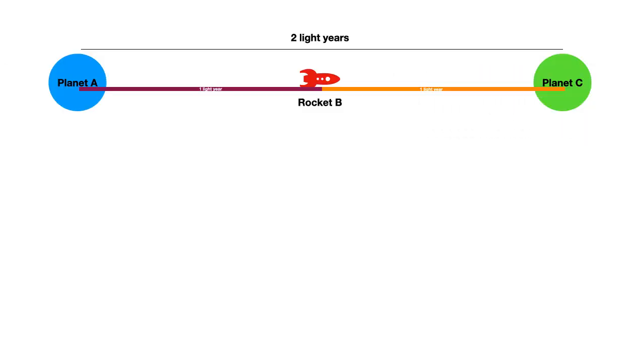So in this instance, we're going to have an imaginary situation where there are two planets, which are 2 light years apart. They are joined by 2 rods. One is a purple rod, which is 1 light year long, and the other is an orange rod, which is 1 light year long. There's a rocket that is halfway between the 2 planets and is going to be moving toward planet C. Now, if the rocket moves toward planet C, we're now going to consider what different observers will observe the length of that rocket to be.